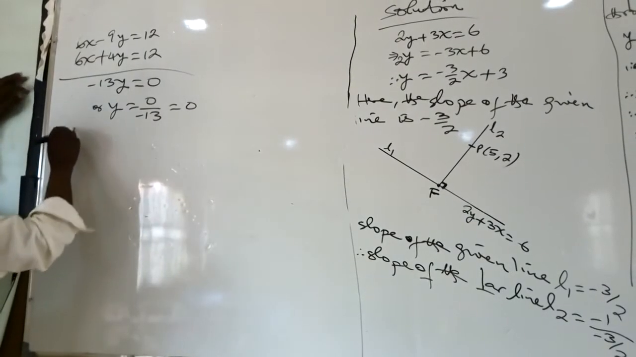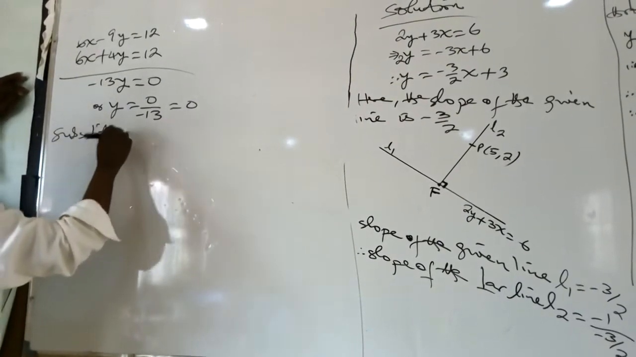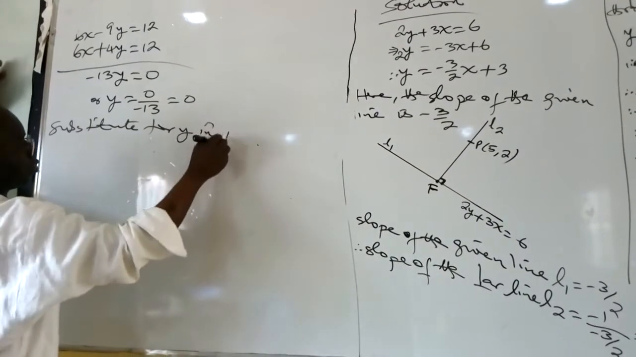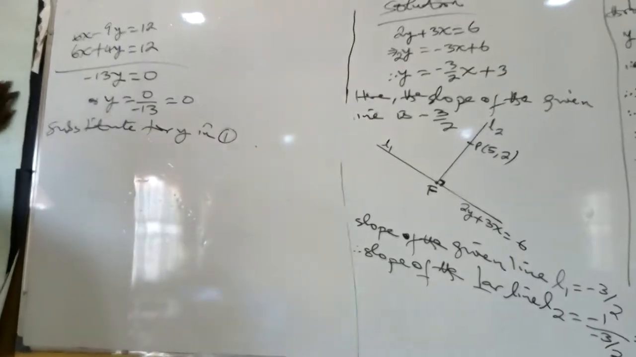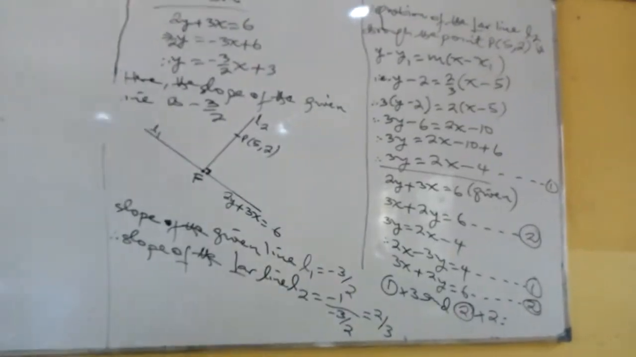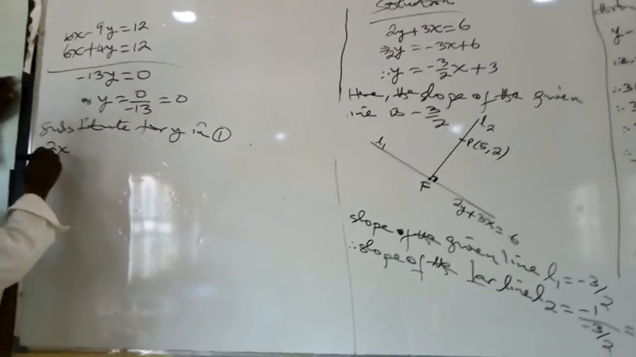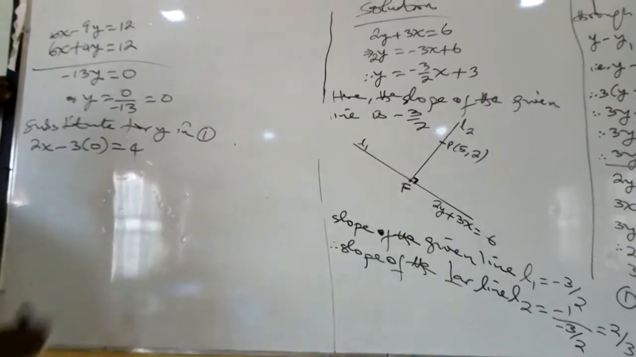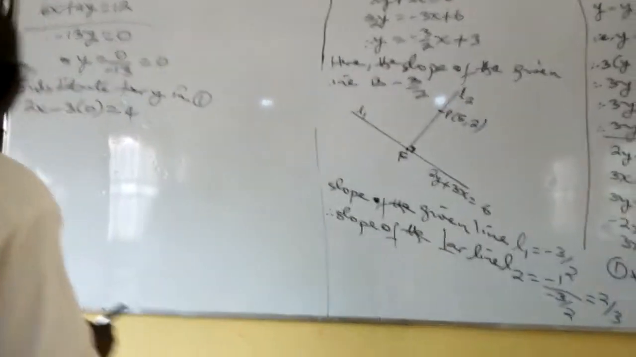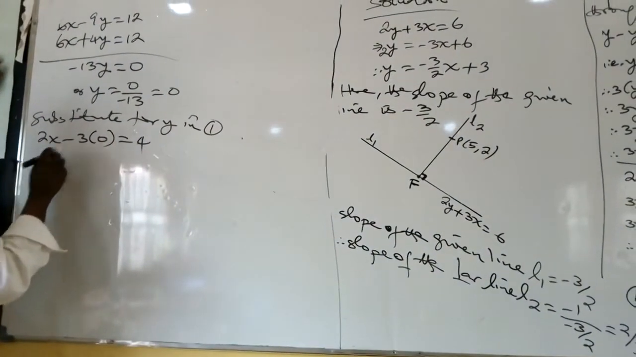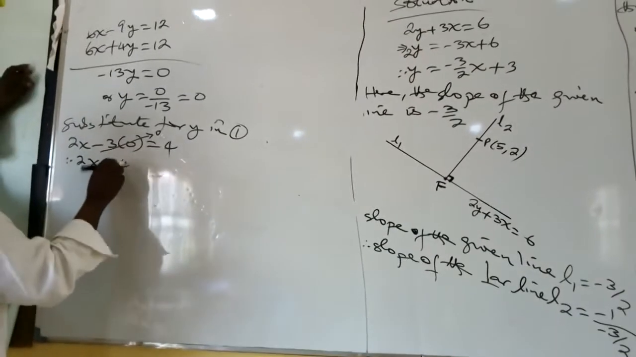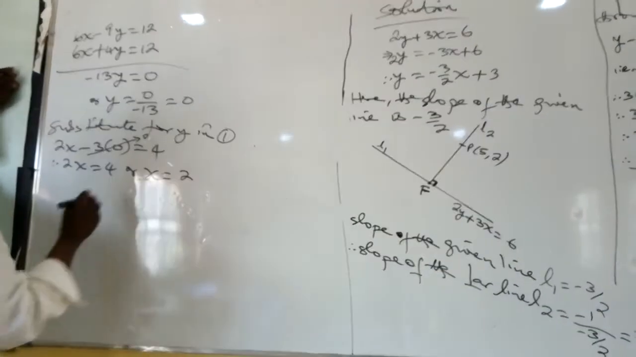So, substitute 0 for y in either equation 1 or 2, any of them. Substitute for y in equation 1. If I substitute that, I'm going to have 2x minus 3 into 0, because y equals 0 here, equals 4. So, this will give me 0. So, 2x equals 4, or x equals 2.